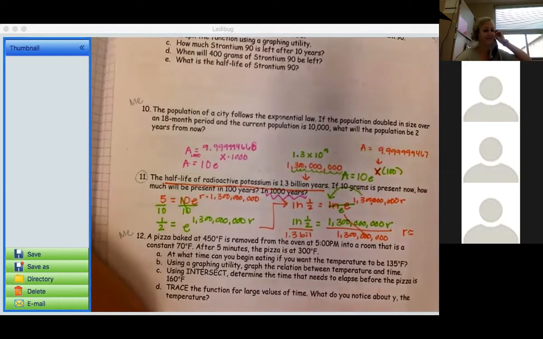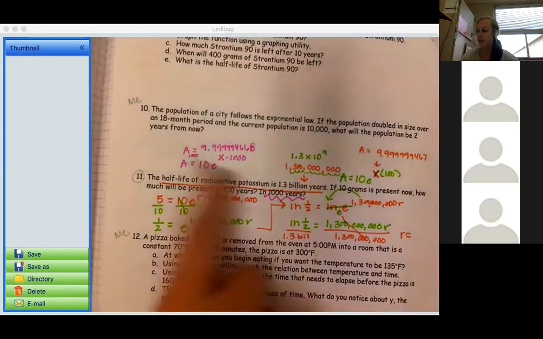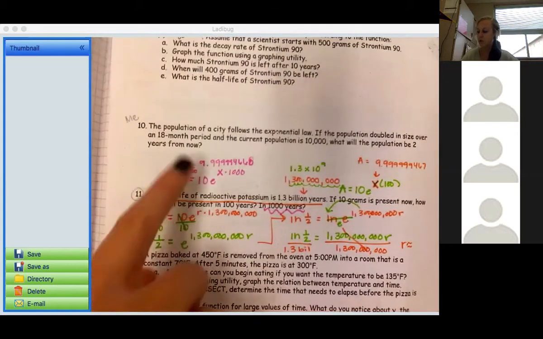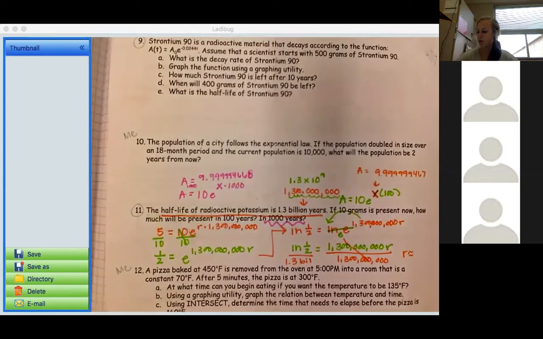Is 10 like 1 and 2 on the front? 10 is not like 1 and 2. All of these are using Pert. All right. Because we're doing uninhibited growth or decay. It doesn't say compounding, so you're going to use Pert.